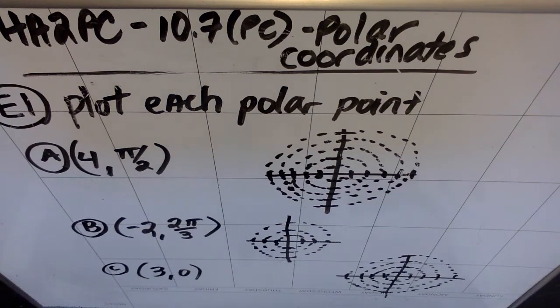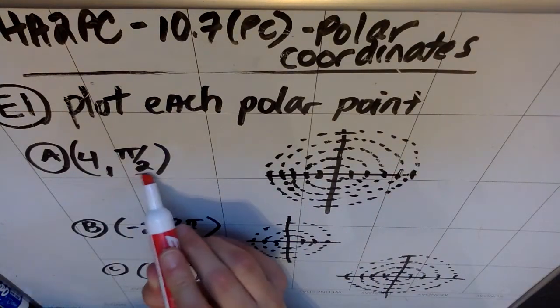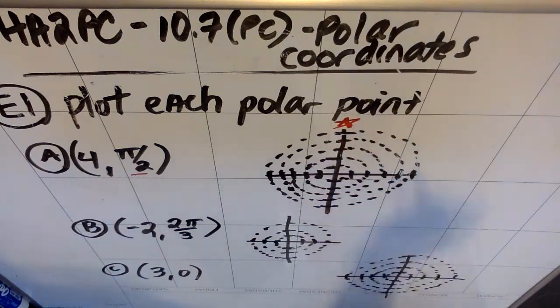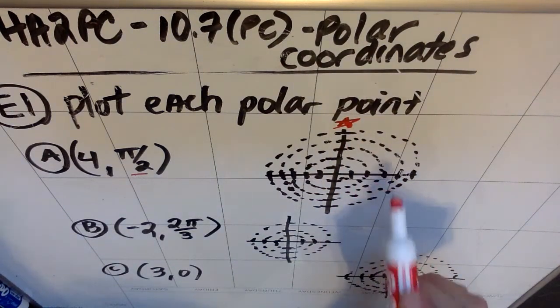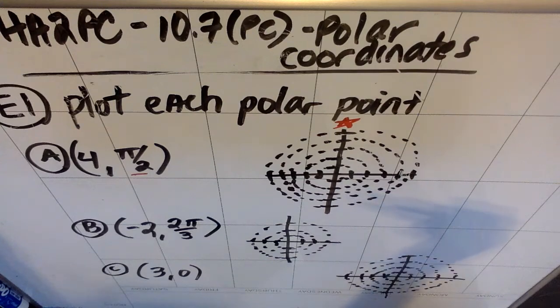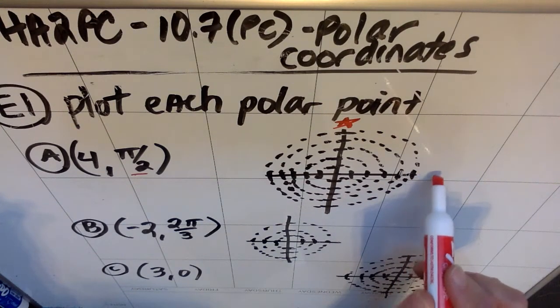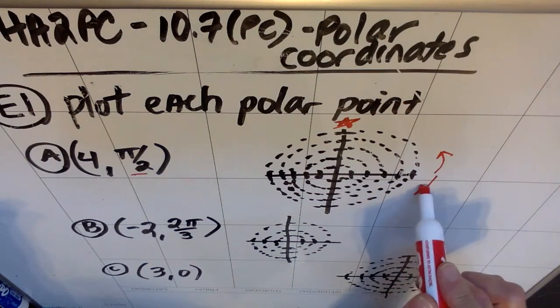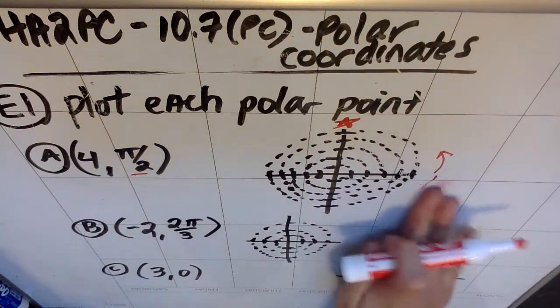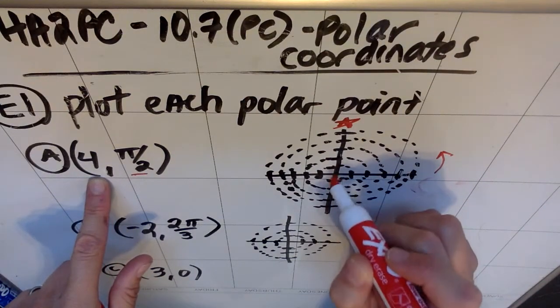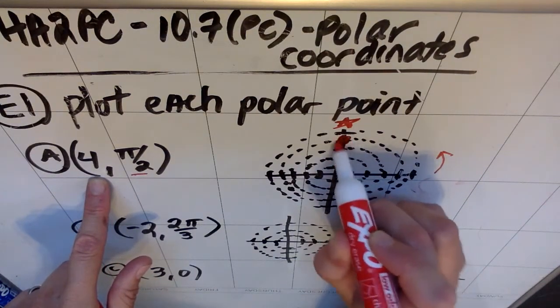So we're going to plot each polar point. Let's start with this first one. Remember that this tells you what direction to face. I didn't put the lines on here, but we know pi over 2 is right here, right? It's the same way you measure angles in the unit circle. You start at the positive x-axis, and going this direction is a positive angle, and going this direction would be a negative angle. So pi over 2 is right here, and then I'm supposed to walk 4 units in that direction. So from the pole, I go 1, 2, 3, 4, and that point is right here.